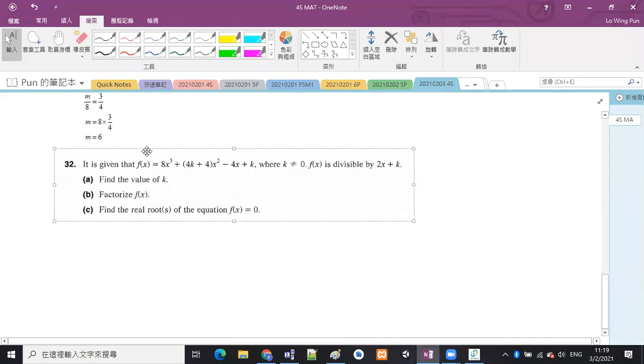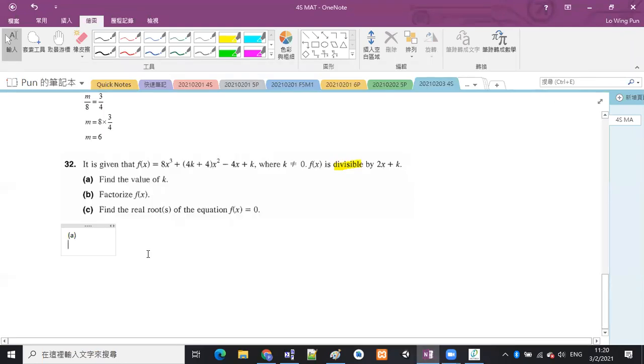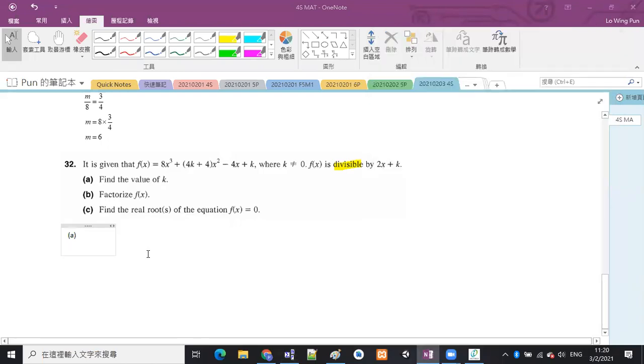So it is given that f(x) is this, where k is not equal to 0, and f(x) is divisible by 2x plus k. So can you see the keyword? Part A. When it's divisible by 2x plus k, the remainder should be calculated by f(-k/2), right?